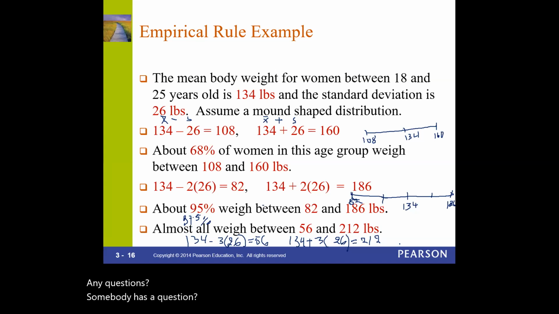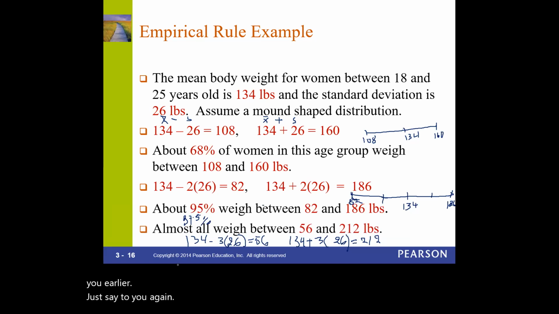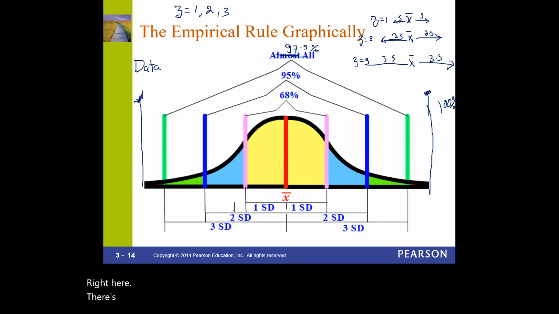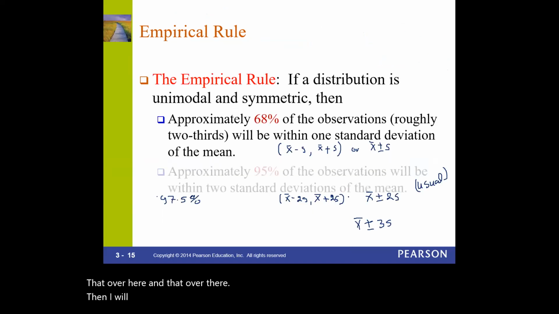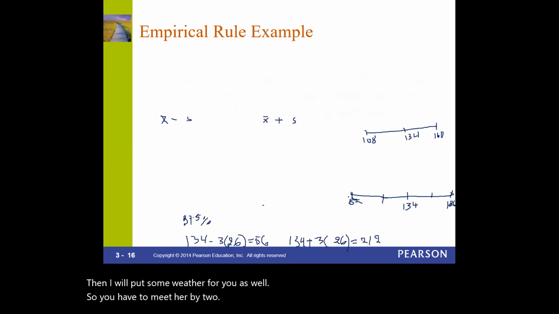So I'm going to tell you about two standard deviations, based on the formula I just showed you earlier. Let me show it to you again. Right here. See, there's a 2 right here. That's why I'm going to tell you about 2, and that's why I'm going to tell you about 3. Okay, 1 is 1. That's what I meant. That 2 over here and that 2 over there. Then I will present over there for you as well. Okay, so you have to be here by 2.